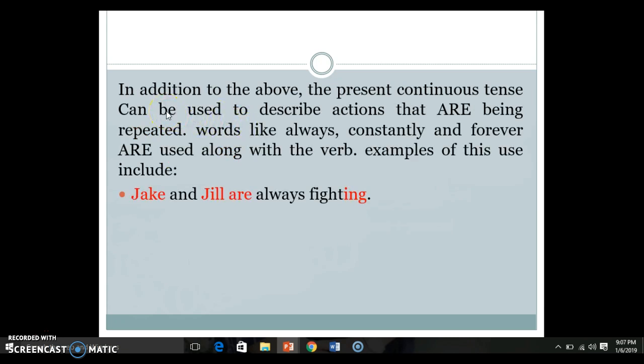And in addition to the above, the present continuous tense can be used to describe actions that are being repeated. Words like always, constantly, and forever are used along with the verb. For example, Jack and Jill are always fighting. Jack and Jill is two people, and to be is are.